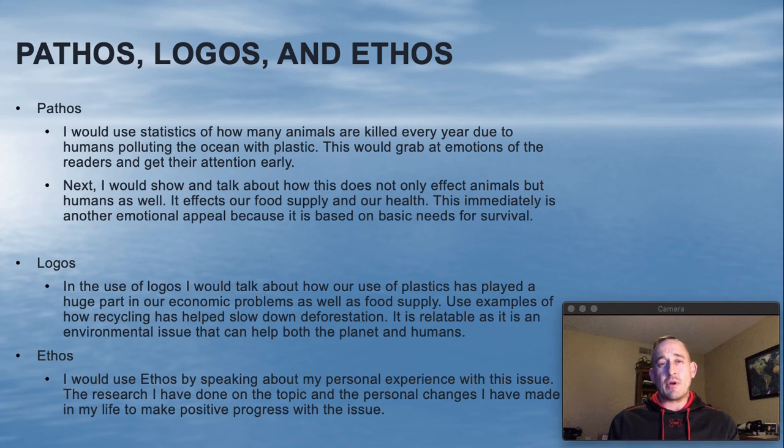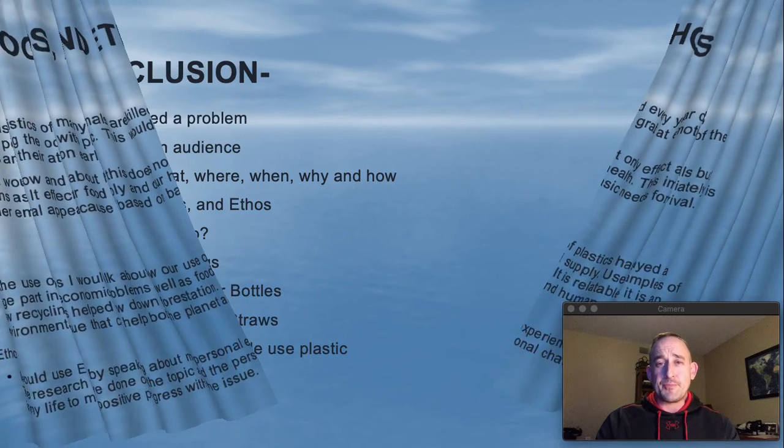Then I would go into using ethos by establishing some credibility. I'll talk about my personal experiences with the issue, the research that I've done for this and some other projects that I've worked on. Then talk about some realistic changes that I've made in my life and my family's life to help with this issue. Just some small things, but if you can get a lot of people to do a lot of small things, it can make a big difference. So that's how I would use these different things with this topic.